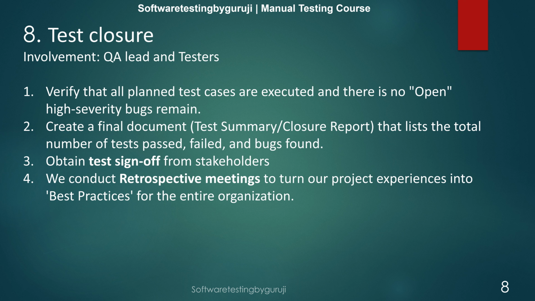First, verify that all planned test cases are executed and there is no open high severity bug remaining. Create a final document, the test summary closure report, that lists the total number of tests passed, failed and bugs found. Obtain test sign off from the stakeholders. We conduct a retrospective meeting to turn our project experiences into best practices for the entire organization. So these are the activities we do in the test closure cycle.